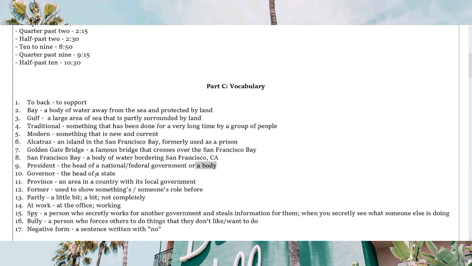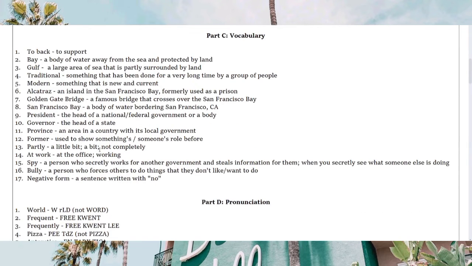What's a body? Like a board. The company has a board. The board can have a president or a chairman, depending on the legality. A governor is usually the head of a state. Province is an area in a country with its own local government, its own borders. Former means before, so it's used to show someone's or something's previous role.